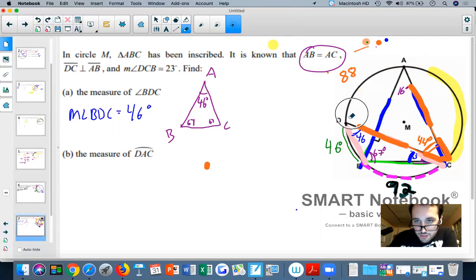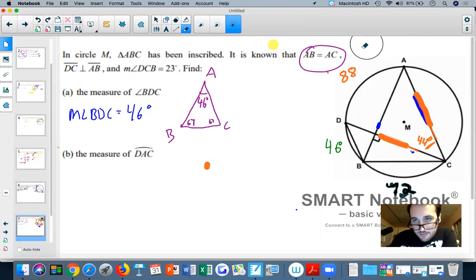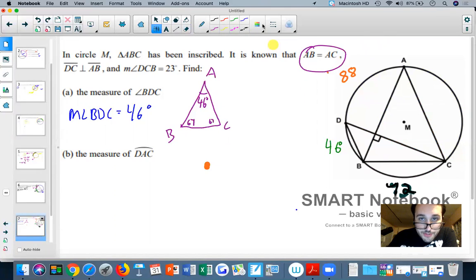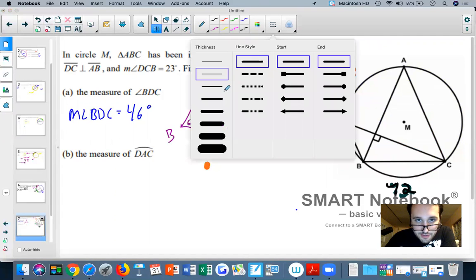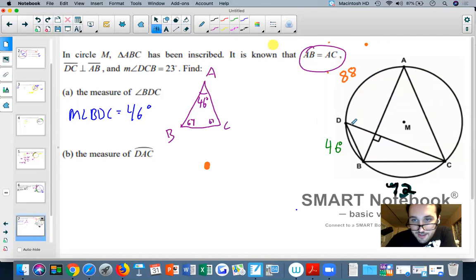So you might be like, Mr. Sousa, how do we know that? How do we know that? I got you. Don't worry. All right. So we got that. Let me make this a little thicker so we can actually see the lines.